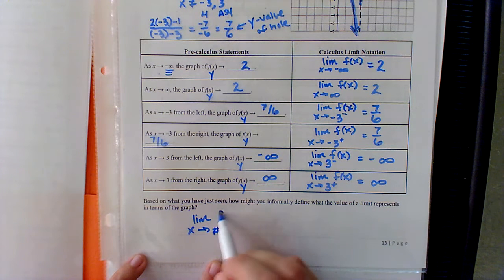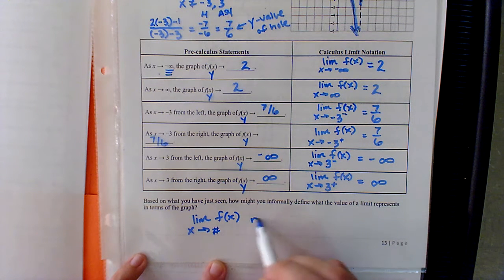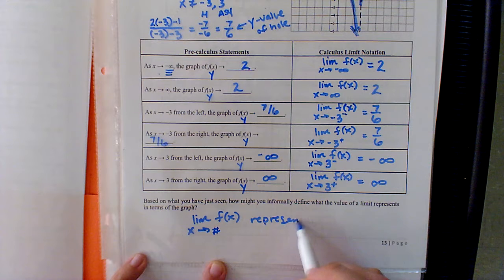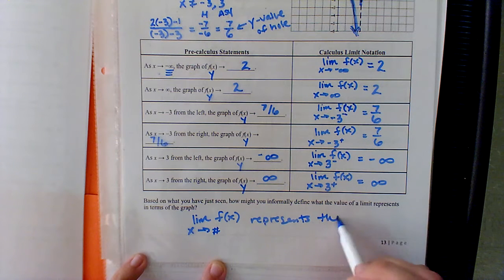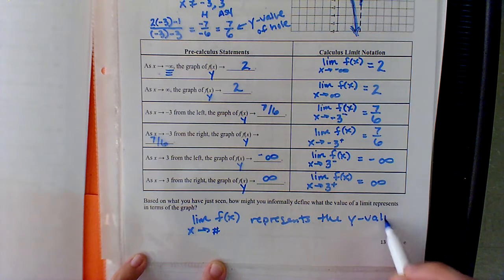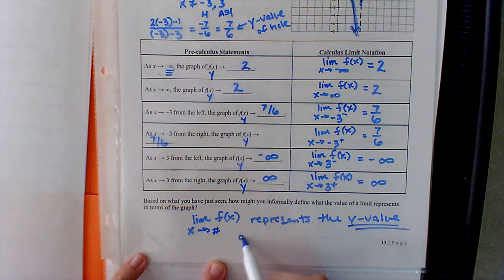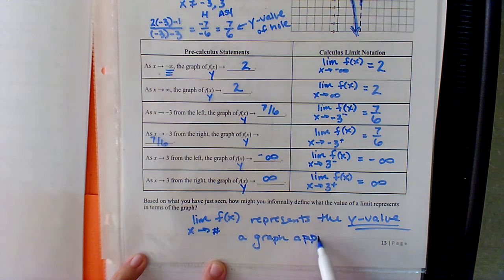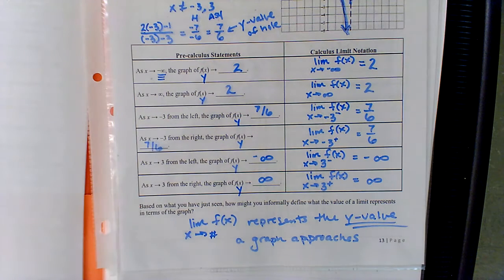All right, so as kind of a definition, if you want to, the limit as x approaches a number of a function represents the y value a graph approaches. Okay, we're always looking for a height, the y value.